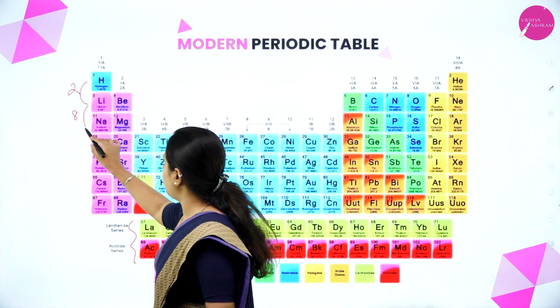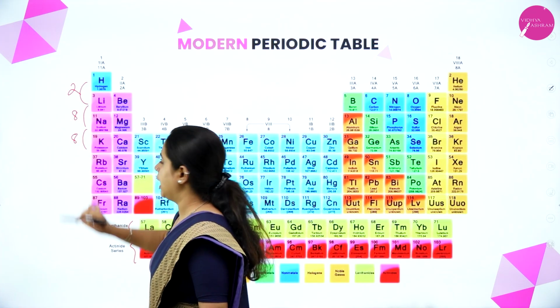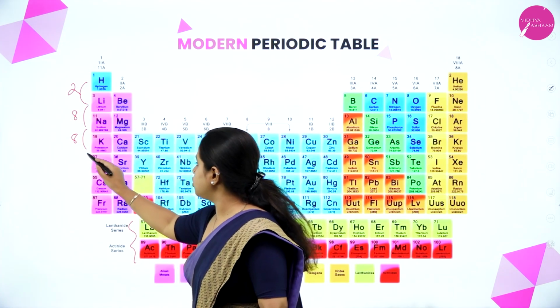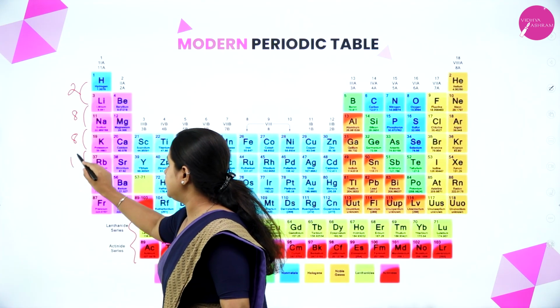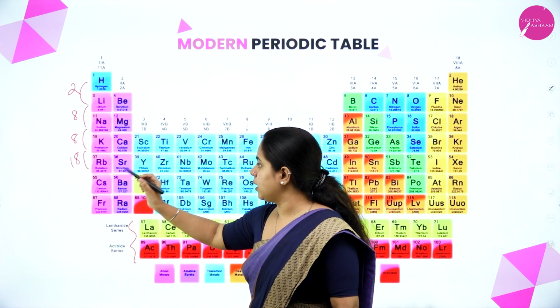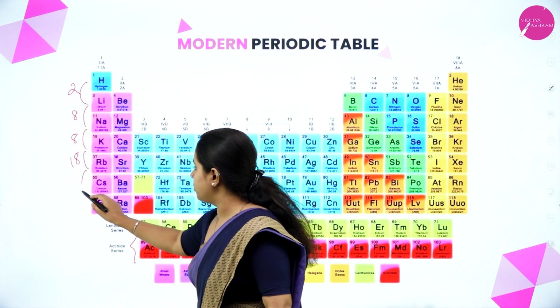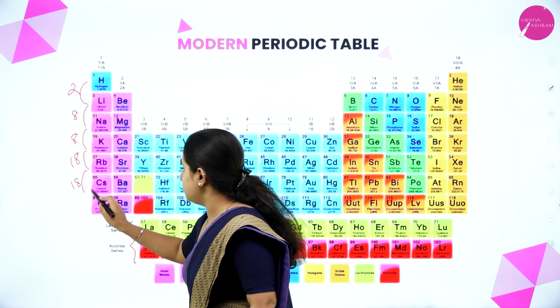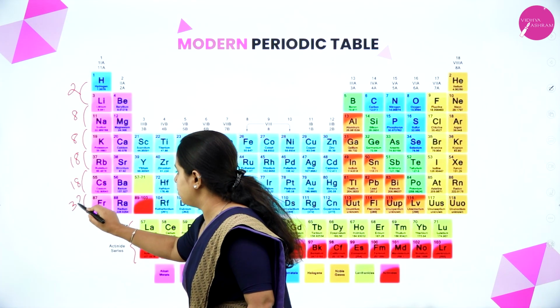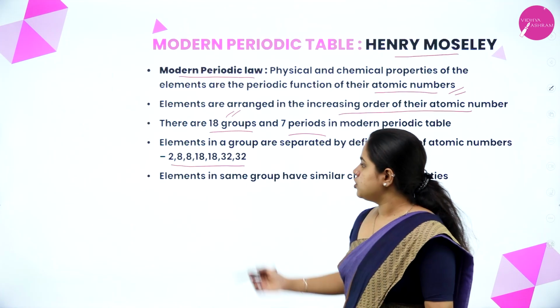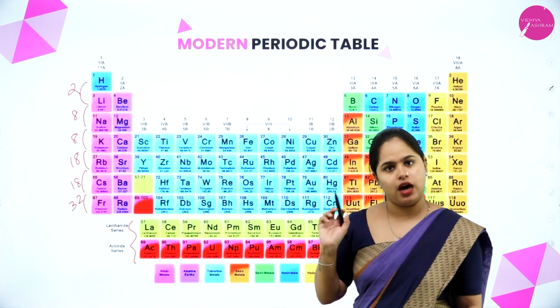Now again from sodium to potassium, the difference is 8. Then from potassium to rubidium, it is 18, right? The atomic number of rubidium is 37. Now again if we move from here to here, it is 18. From here to here again, it is 32, right? So that is what is mentioned in this line. I hope it is clear.